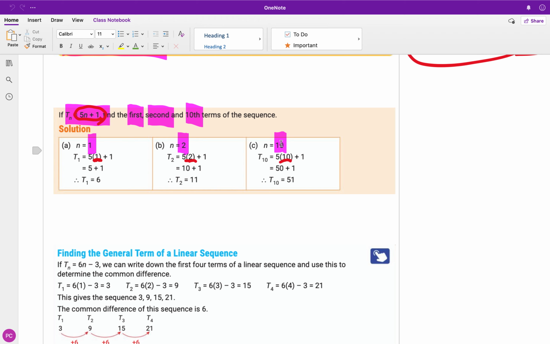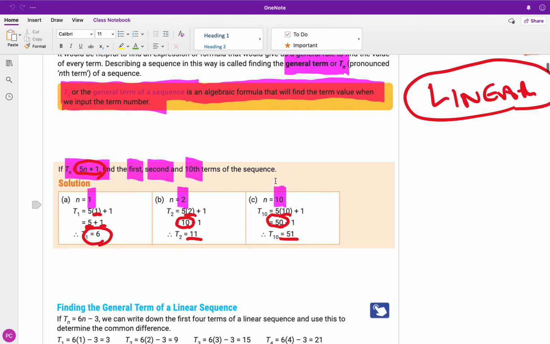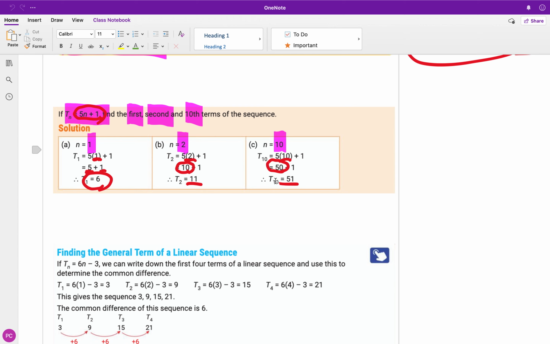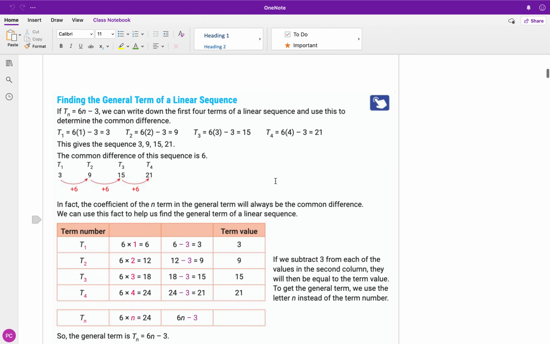If you multiply 5 by 1, you get 5. Add 1 to it, so term 1 is going to be equal to 6. If we sub in 5 by 2, that gives us 10. 10 plus 1 is 11. If we want to find the 10th term, we sub in 10. 5 by 10 gives us 50, so we end up with 51. So we can find any term, as opposed to going along and subbing in 1, 2, 3, 4, 5 and going up in that row to finally get to 51. We can just sub in the number.